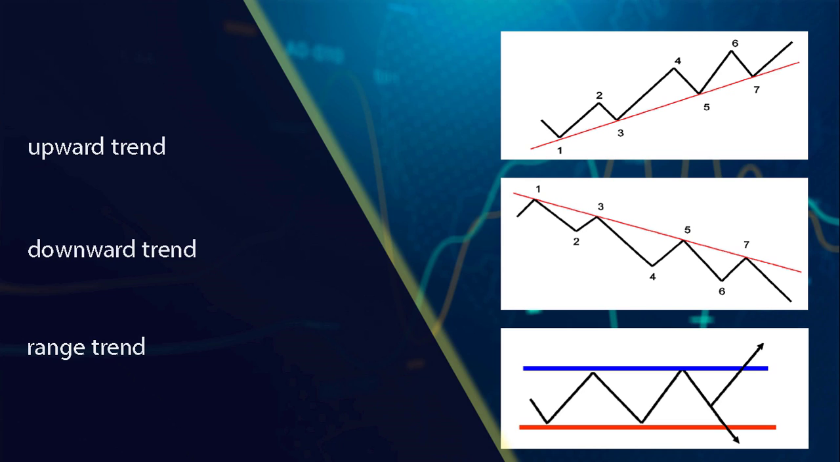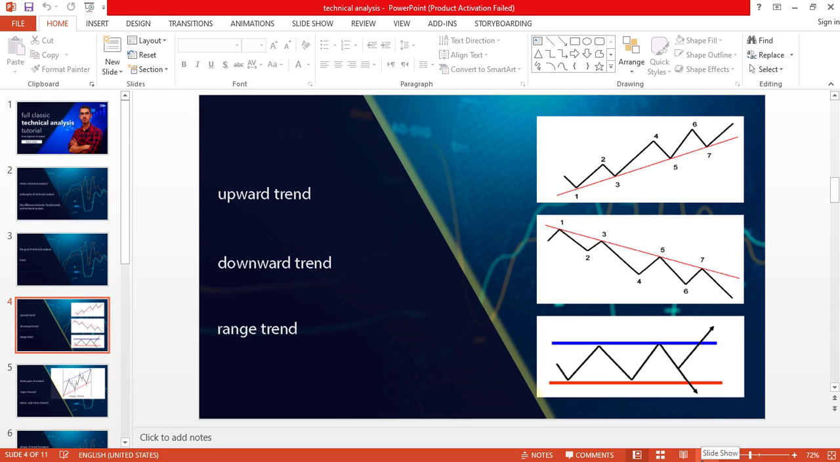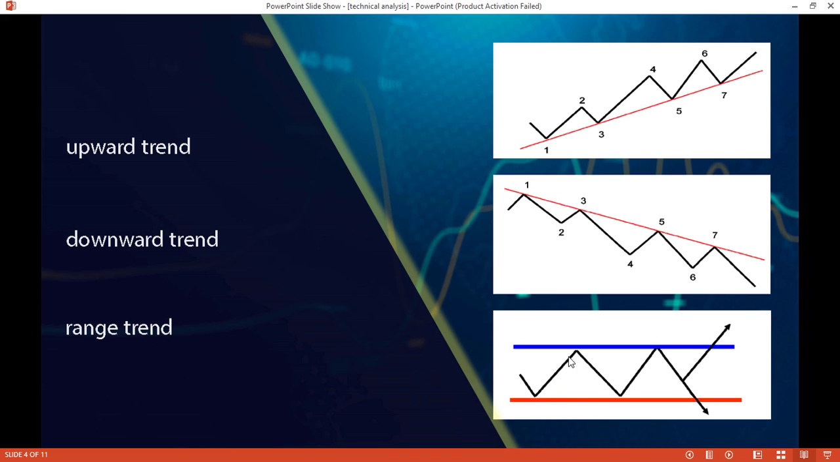In a downward trend, the whole price will decrease, and in a range trend, the price increases at first and decreases second. Here to here, the price increases. Here to here, decreases. Here to here, increases. And we can see a range trend. We call these trends a range trend.